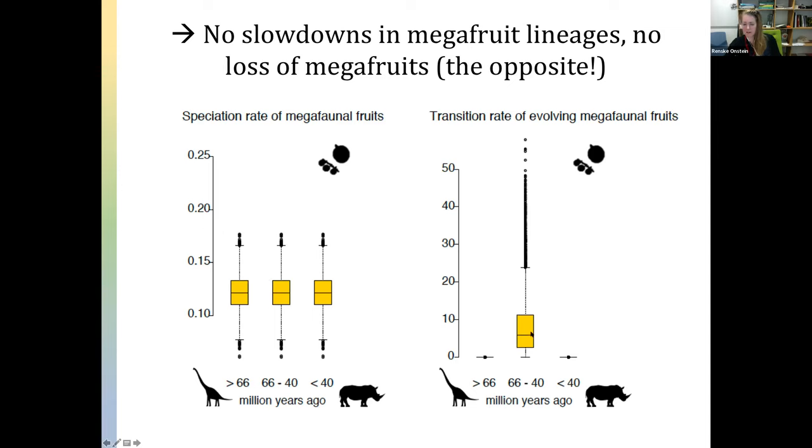In terms of transition rates, so we expect a transition to smaller fruits, but in fact, we see during this mega herbivore gap that there is a very high transition to evolving large fruits. So it's basically the opposite of what we expected during the mega herbivore gap.